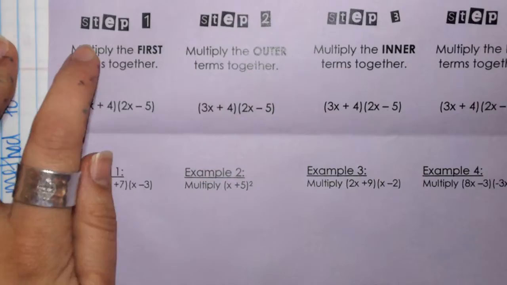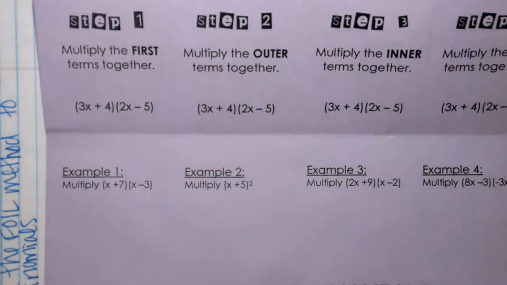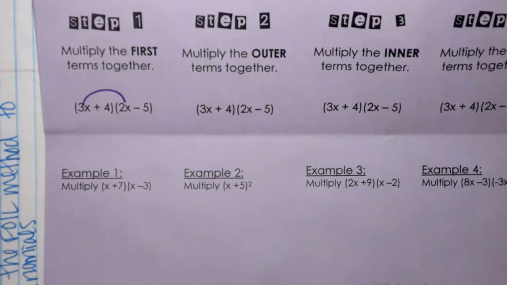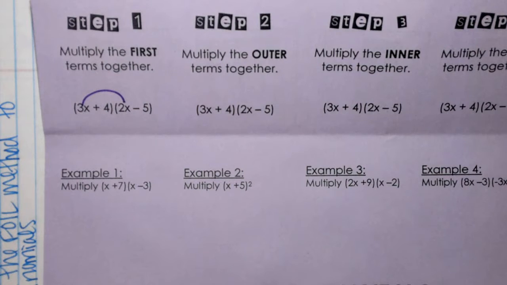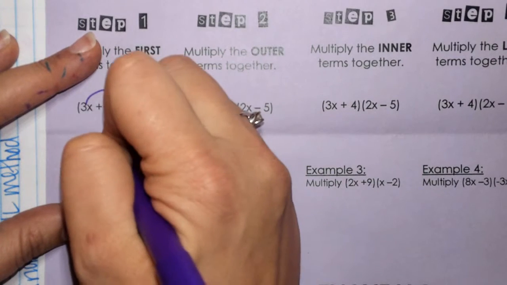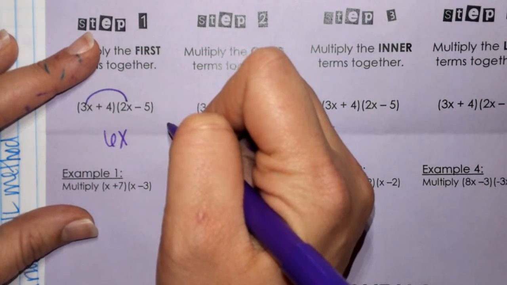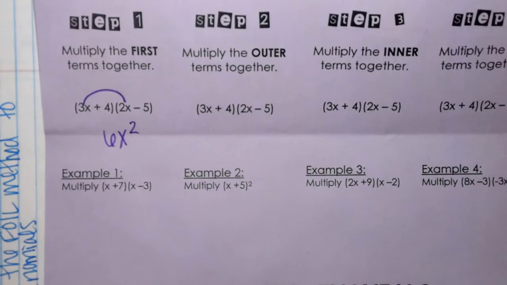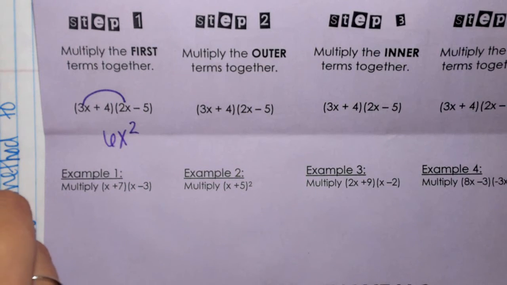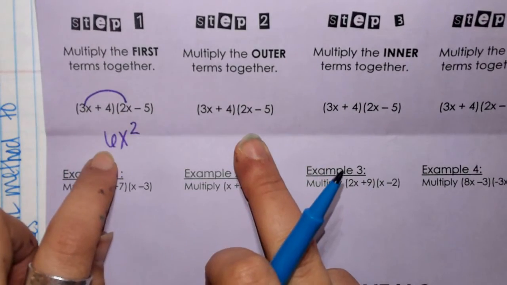Alright, so step 1 says multiply the first terms together. So it's the first term in each parentheses. What are the first two terms? 3x and 2x. Okay, so what you're going to do is you're going to draw an arrow. I don't want you to do it right now. I want you to watch. 3x times 2x is what? 6x squared. Why is it squared? Okay, I can't hear you when y'all yell at me. Now, we multiplied 3x times 2x and we got 6x squared.